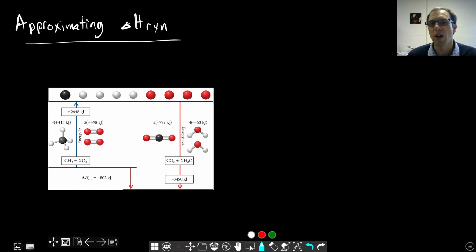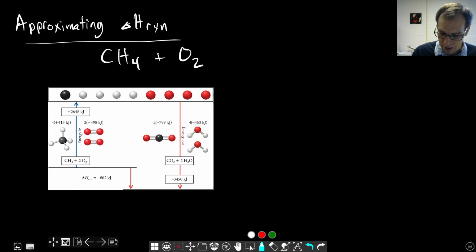And so using these average bond energies that I showed in the table in the previous slide, we can get an approximate value for enthalpies of reaction, like how much energy net do we either get out of the reaction or have to put into the reaction to get it to happen. So we'll look at this with the example of the combustion of methane. We've seen this reaction a few times.